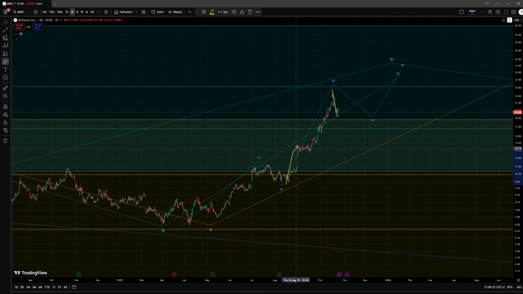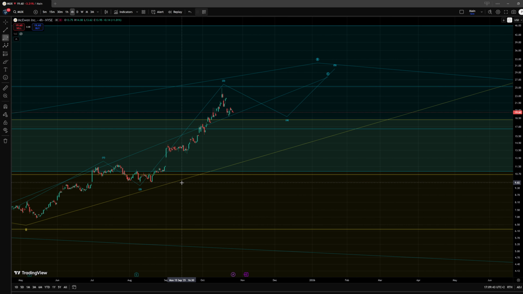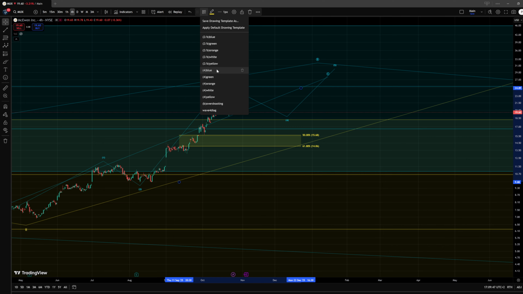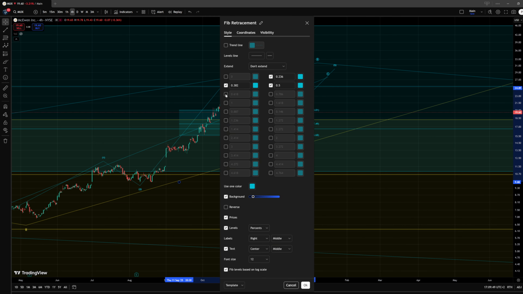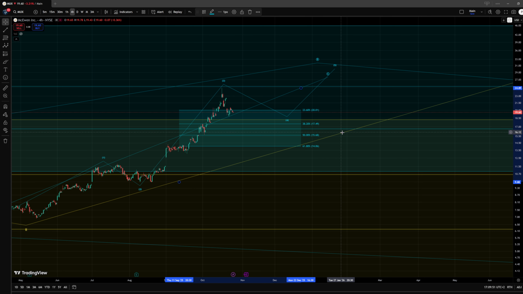I would consider this pattern probably something like an A, B, C to the upside. Could have different ways to count it, maybe an A, B, C from this point. Doesn't matter exactly. The main idea is we are now watching for a retracement in a wave 4 in the area between the $20 level all the way down to the $14 level.